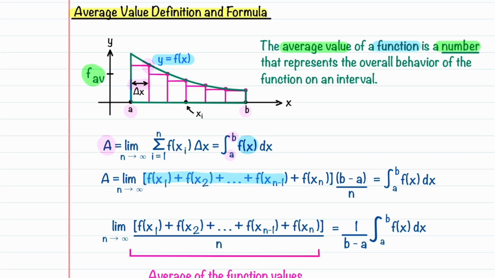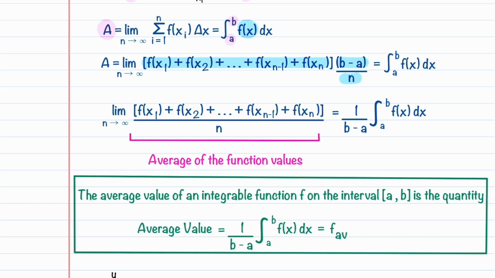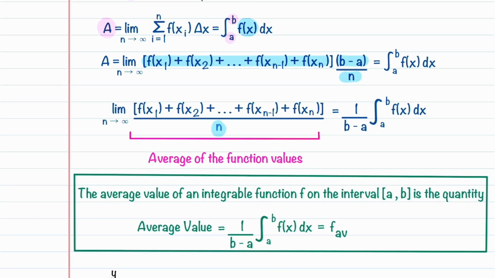To find the average value, it's easiest if we write out all the terms in our sum like this, and then substitute in that delta x is b minus a over n. If we rearrange the terms and bring the n under the sum of all of our function values, we can see that the terms on the left are the average of the function values. And on the right, we have 1 divided by b minus a times our integral that's equal to the area.